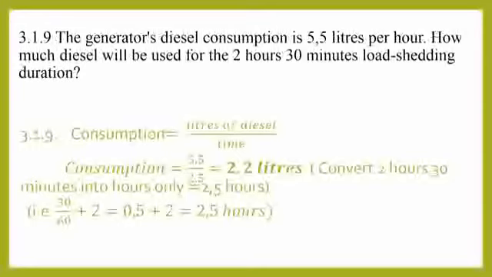That is, you are going to convert 2 hours 30 minutes into hours. That is dividing 30 minutes by 60, and then you add the 2 hours, which is 0,5 plus 2. So that time is 2,5 hours. So by dividing 5,5 by 2,5, you'll get 2,2 liters. So the answer is 2,2 liters, which is this one.